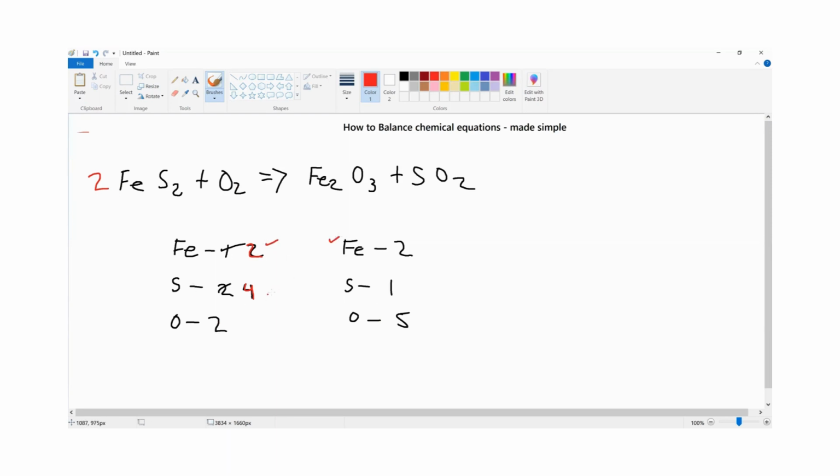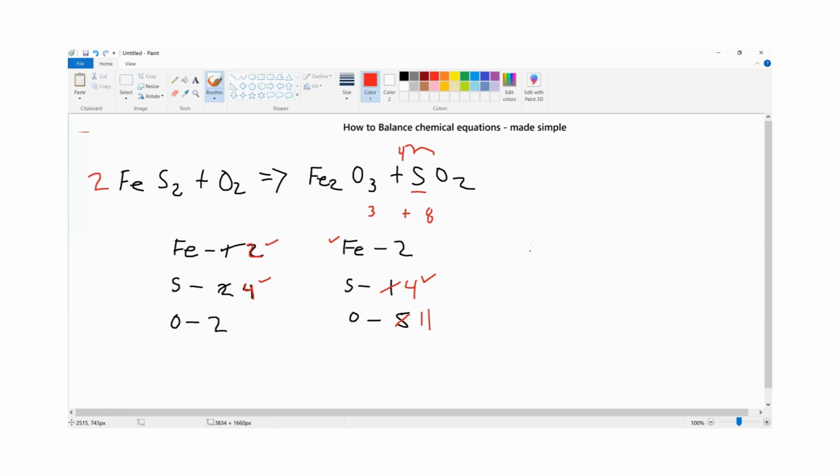The next one should be sulfur. We want to get to 4, so what do you do? Correct, multiply by 4. So that's 4. That's an 8 oxygen. We have 3 here. So we have a total of 11. So balanced, balanced, perfect.